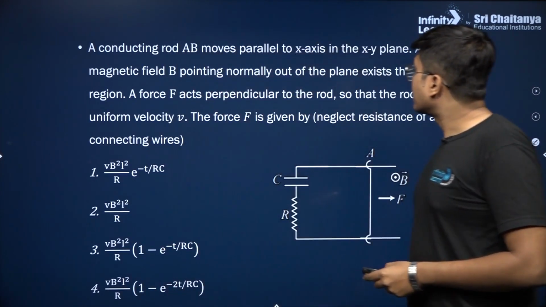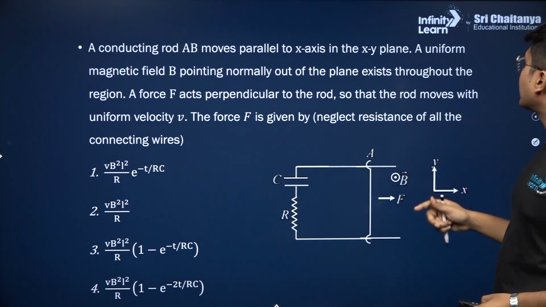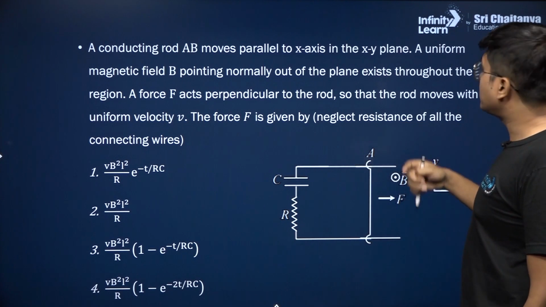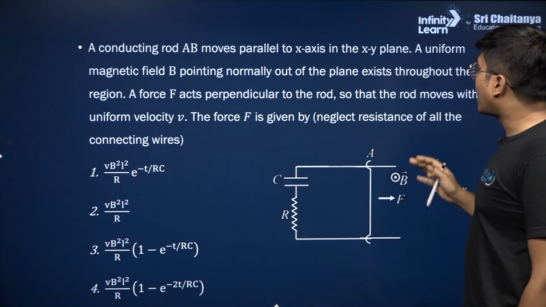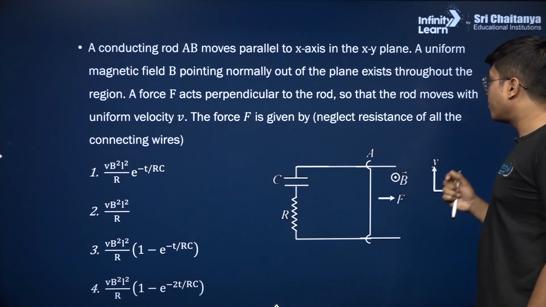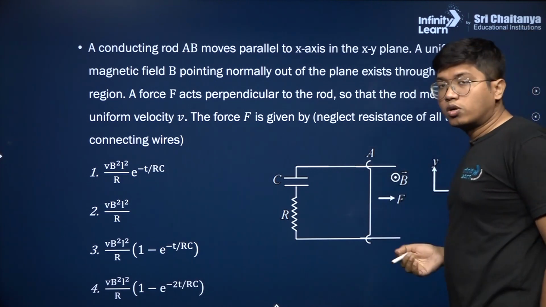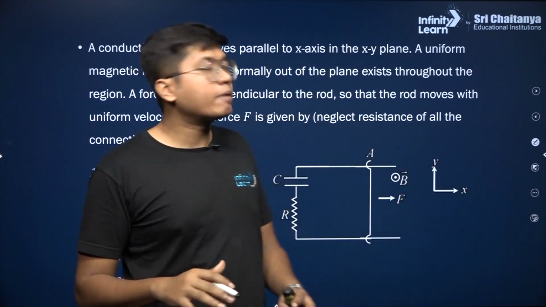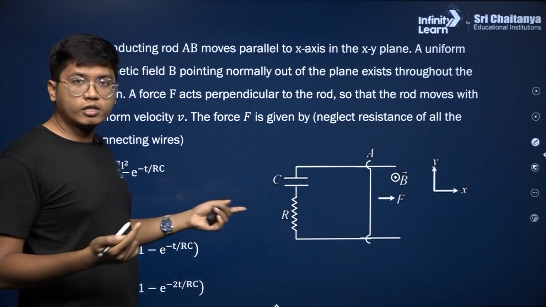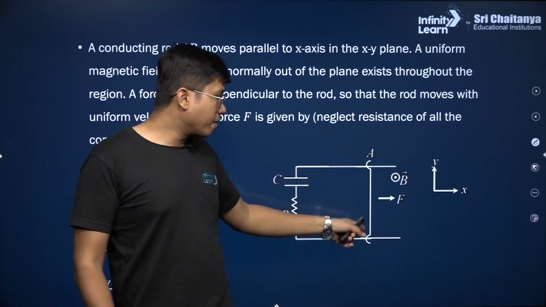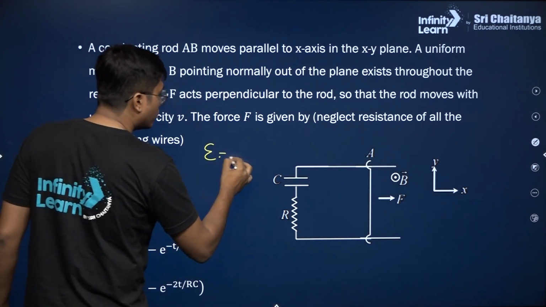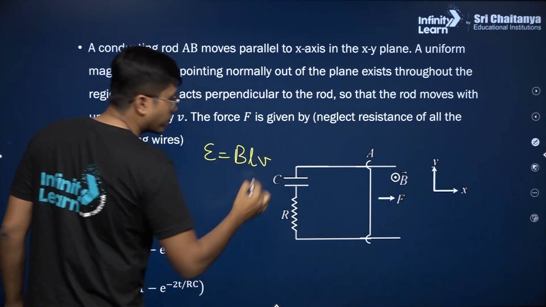Next one, it says that a conducting rod AB moves parallel to the x-axis in the xy plane. A uniform magnetic field pointing normally out of the plane exists throughout the region. Force F acts perpendicular to the rod, so that the rod moves with uniform velocity v. The force F is given by. Right. So first up, we can find the EMF across the ends. The formula for motional EMF, with constant magnetic field, same length and constant velocity, is E is equal to BLV.